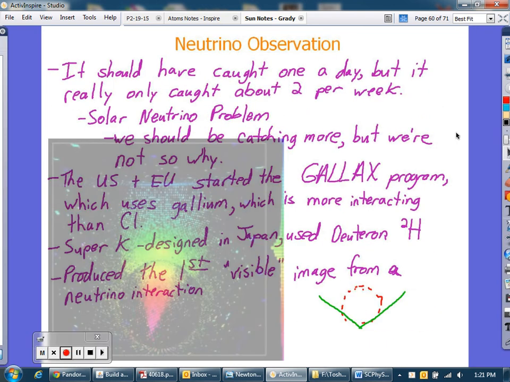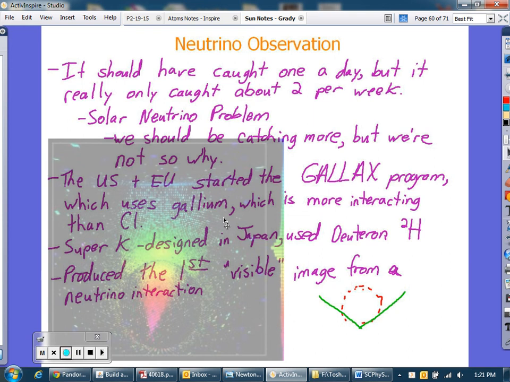They should have caught one a day. They really only caught about 2 per week. This was kind of a big question mark. We didn't really understand why. We later found out why, but at this point we didn't. So they designed another experiment called the Gallex probe, which uses gallium, which is a little more interacting than chlorine. It also didn't catch as many as we thought it would.